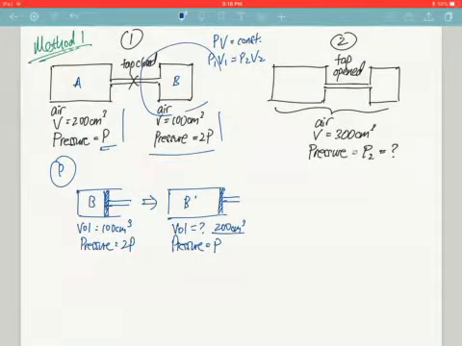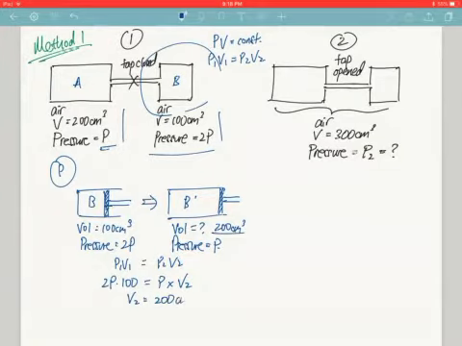But if you are not sure, you can apply P1 V1 equals P2 V2, where the pressure here is 2P, the volume is 100, and the pressure in this scenario is P times the volume, which is what you want to find. So the volume will be 200 cm cube. You can actually consider cylinder B to be this scenario also, because the number of air molecules, everything is still the same.